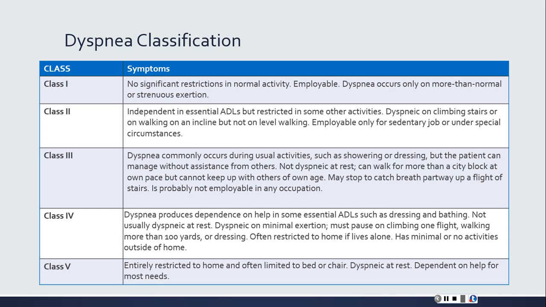Not dyspneic at rest, but they can walk for more than a city block at their own pace, but cannot keep up with others of their own age. May stop to catch a breath partway up a flight of stairs. It's probably not employable in any occupation. Getting tough, right? So what is that last sentence there? How is that going to impact the patient?